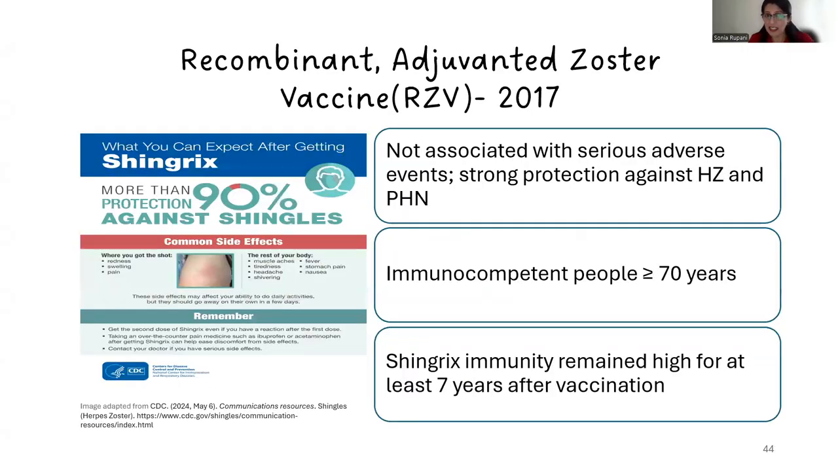And then a new vaccine was introduced in 2017, the recombinant adjuvanted zoster vaccine, the Shingrix. And when they studied that vaccine, it is not associated with serious adverse events. It gives a stronger protection against herpes zoster and postherpetic neuralgia. When they did studies on immunocompetent individuals who were 70 years and older, the Shingrix immunity remained high for at least 7 years. So that's great news there.